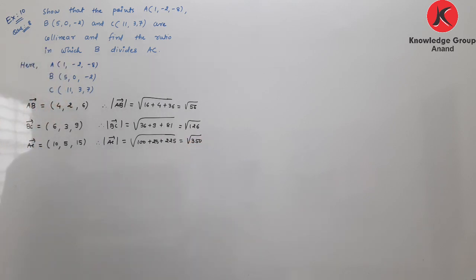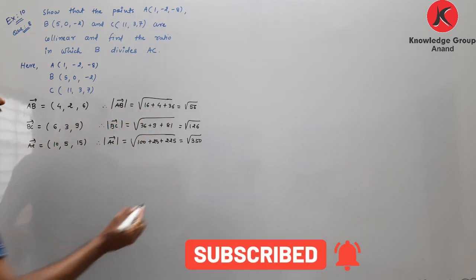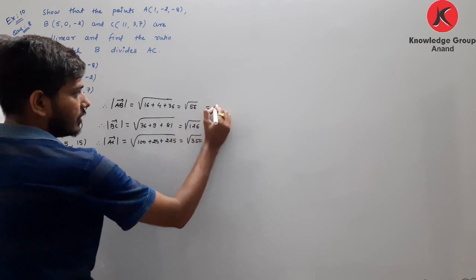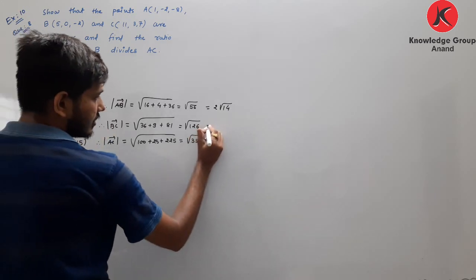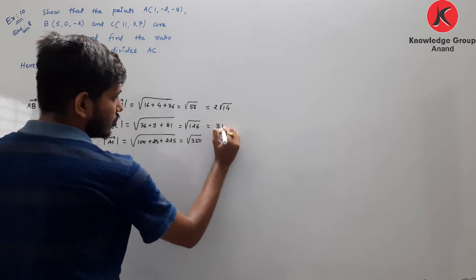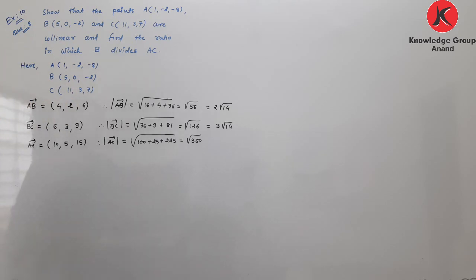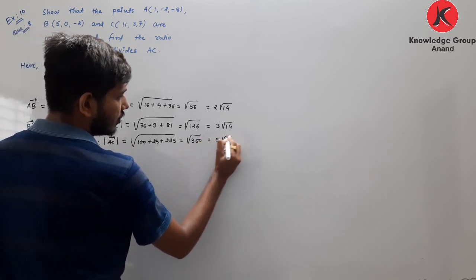Okay. Now see here, there are distances like this. These are your distances, and from these distances we have to calculate. Okay. Now see here, vector AB in magnitude form is 14 times 4, 56, that means we can write 2 under root 14. Magnitude of vector BC is 14 times 9, 126, which is 3 under root 14. And this one is 25 into 14, 350, which is 5 under root 14.